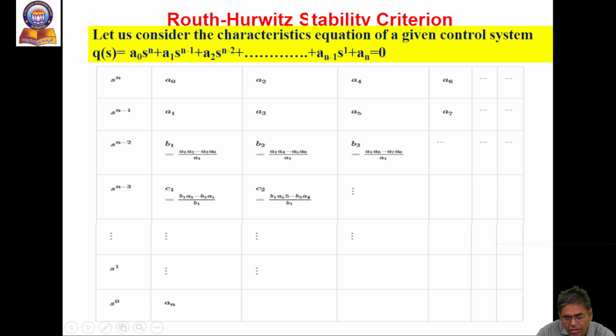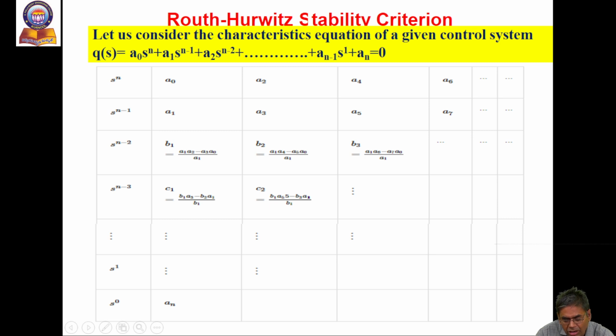Then all the remaining rows must be calculated by using the formula. B1 is equal to, diagonally, (a1 a2 minus a0 a3) divided by a1. We get the B1 value. Next, the second one, (a1 a4 minus a0 a5) divided by a1, gives B2. Like that, we calculate all the elements of the rows s^(n-2), s^(n-3) and so on.